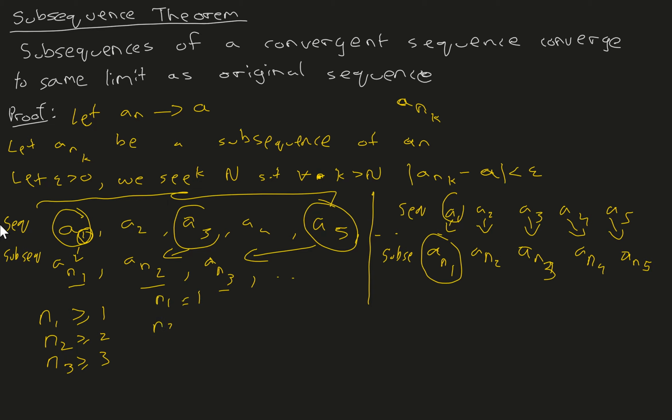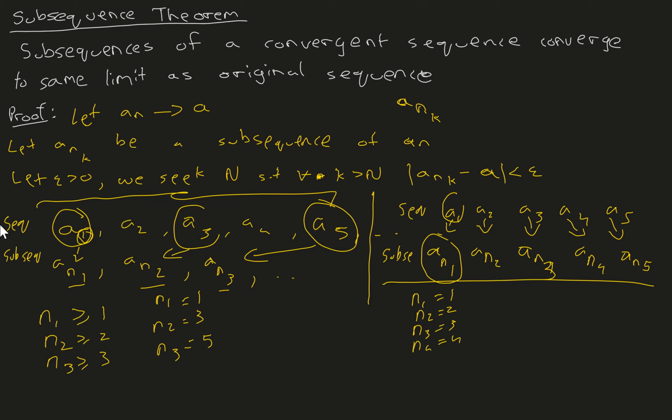We get that N2 is equal to 3. And we get that N3 is equal to 5. And in this second sequence we did right here, we get that N1 is equal to 1. We get that N2 is equal to 2. We get that N3 is equal to 3 and N4 is equal to 4.